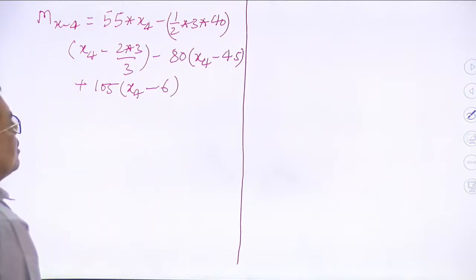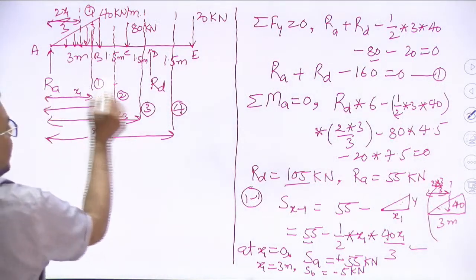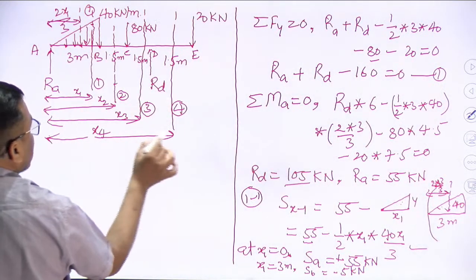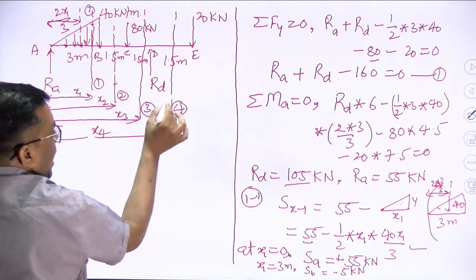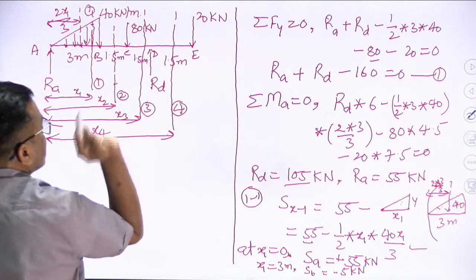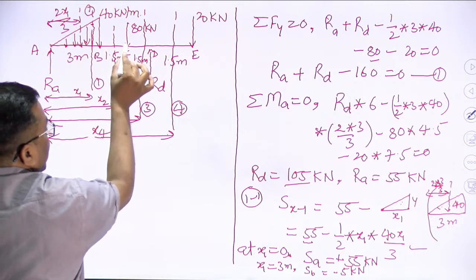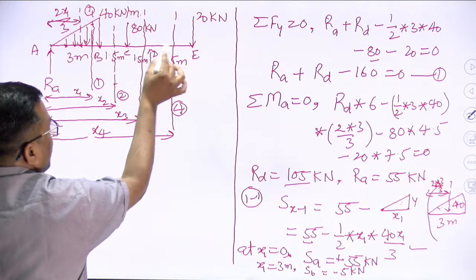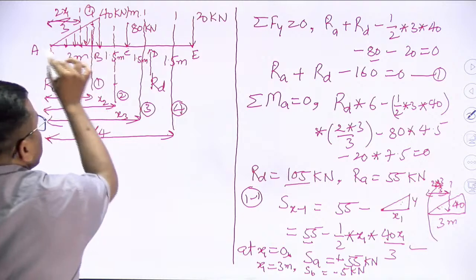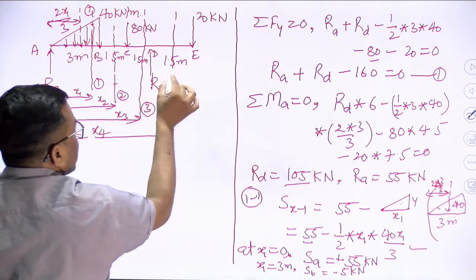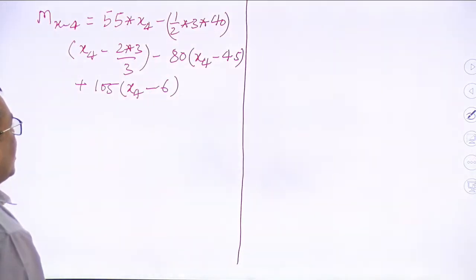Please check. 55 into x4. What is the distance of 55? It is x4. 55 x4. This is half into 3 into 40. It is at x4 minus 2 into 3 by 3 distance. 80 kilonewton, 4.5 is from here to here. So from 80 to section 4, it is x4 minus 4.5. 105 is at 6 meters. So what will be the distance from here to here? x4 minus 6. So that's what I have written.